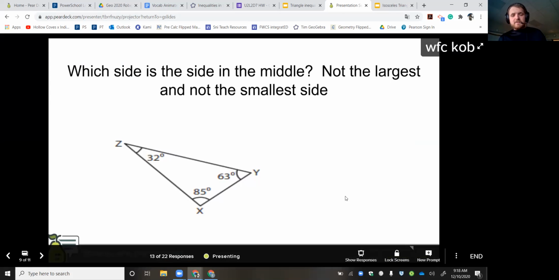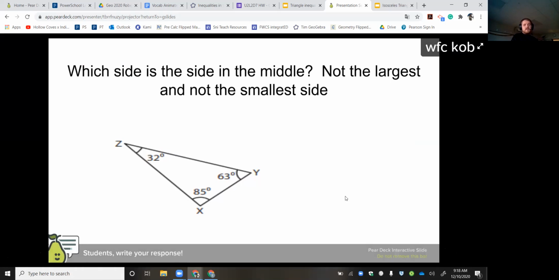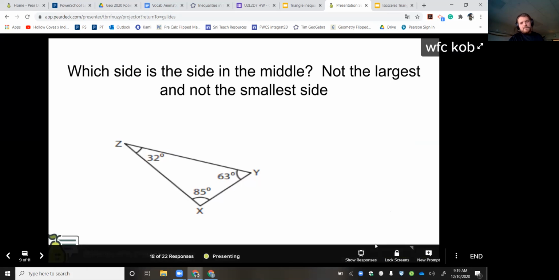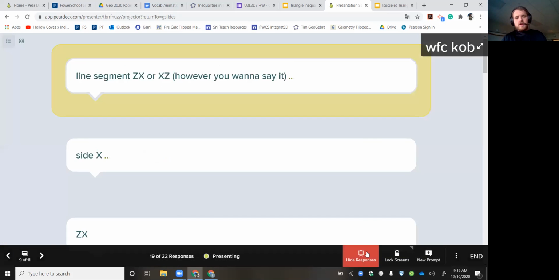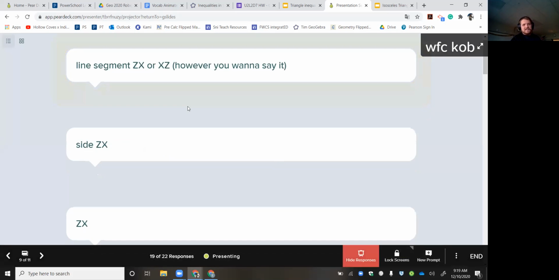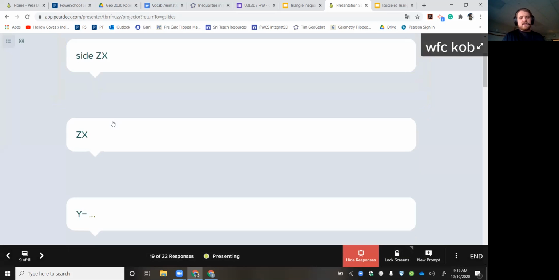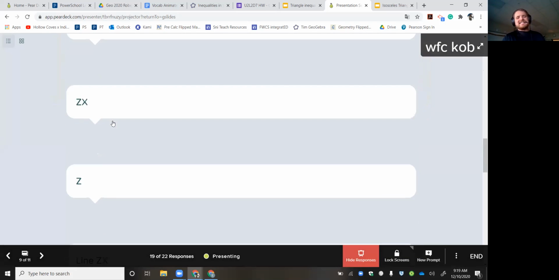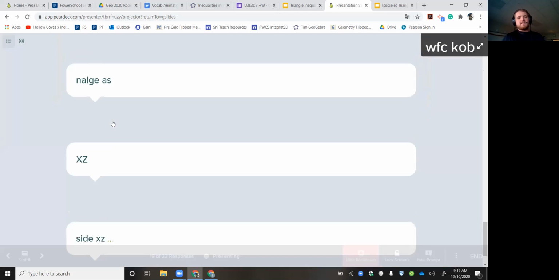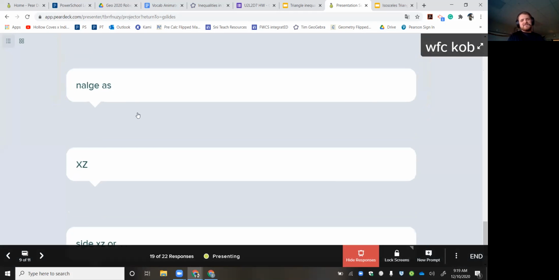As I'm looking at a few responses, it goes 32, 63, then 85. So the middle side is across from the middle angle. So it should be side XZ. Side XZ, whoever said ZX or XZ, either way is fine. Making sure we have XZ in there. Okay, good job.